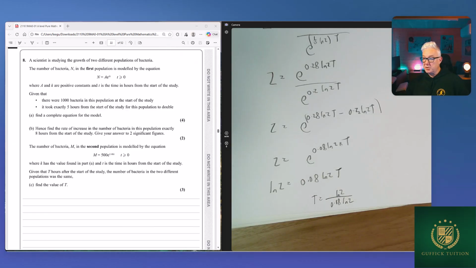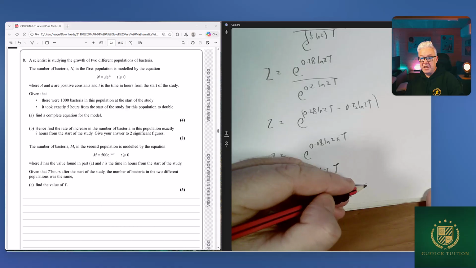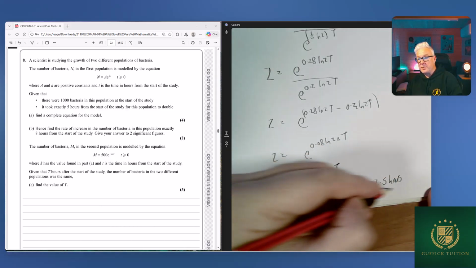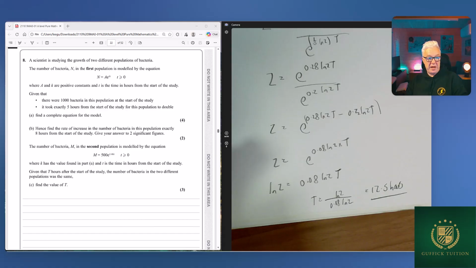The ln2's can cancel out there, and that just gives us 1 over 0.08. So 1 divided by 0.08 is equal to 12.5. So therefore t is equal to 12.5 hours. And we must remember to state the units of time there.